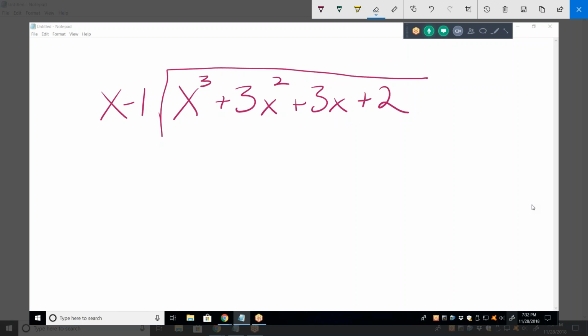So far they haven't given you that. Okay, so you do this one for me. What's the first step? So first I'm going to want to divide the x into x cubed. What do you get? I get x squared. What's that equal to?